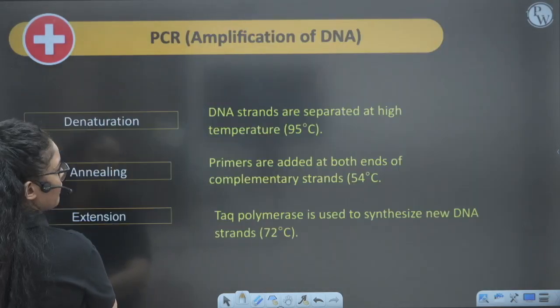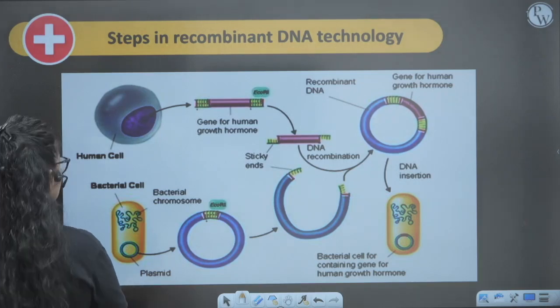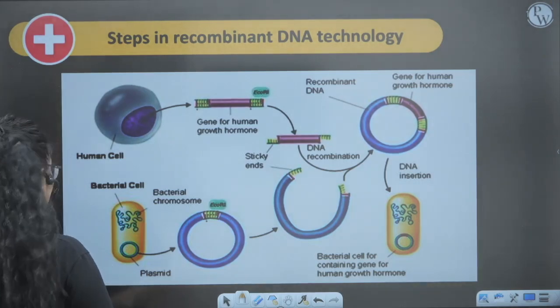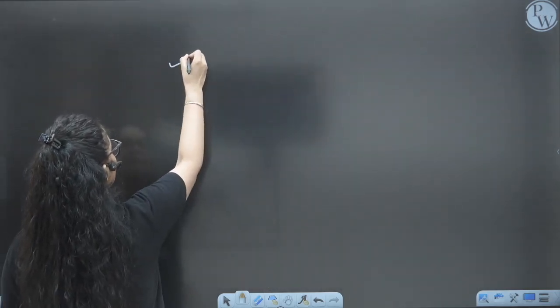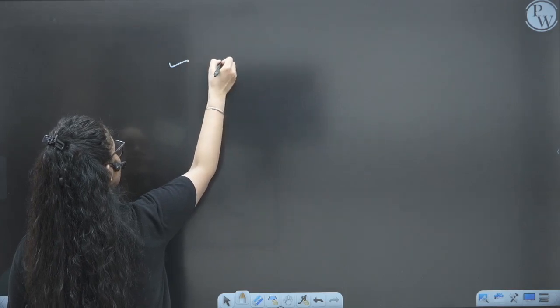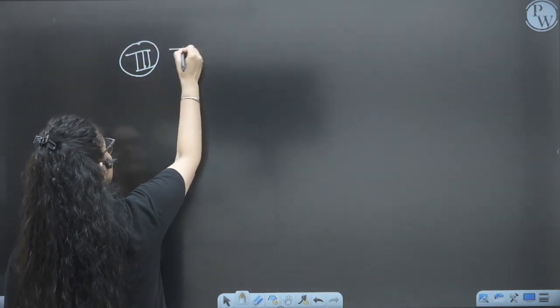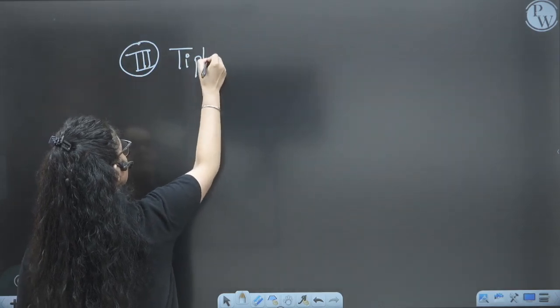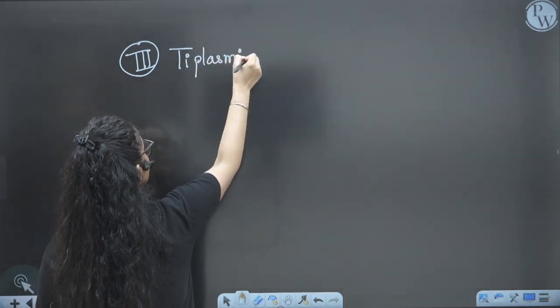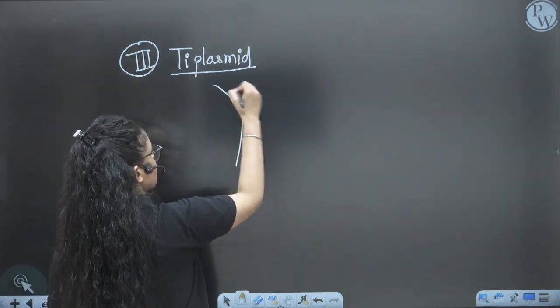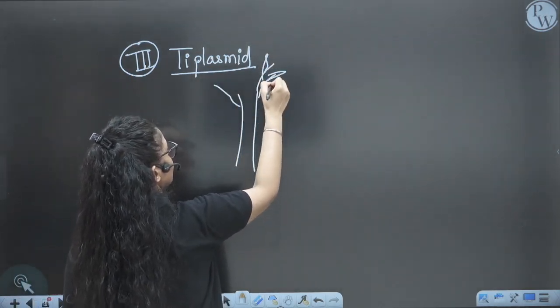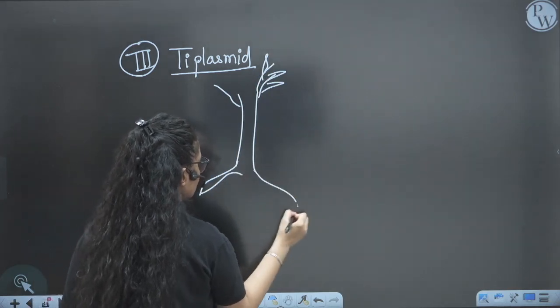The next type of vector that we use for the recombination of plants is the Ti plasmid, right? So suppose we have a third vector, that is the Ti plasmid. So what is the Ti plasmid? Let me tell you. Suppose this is a plant, having leaves, having roots.